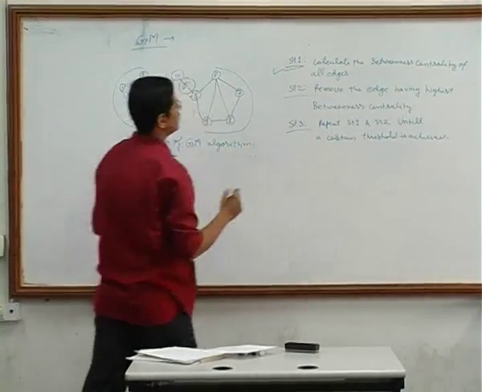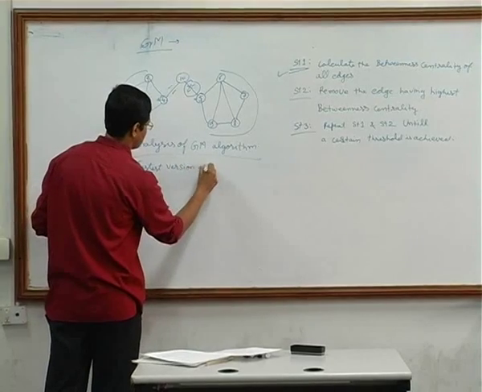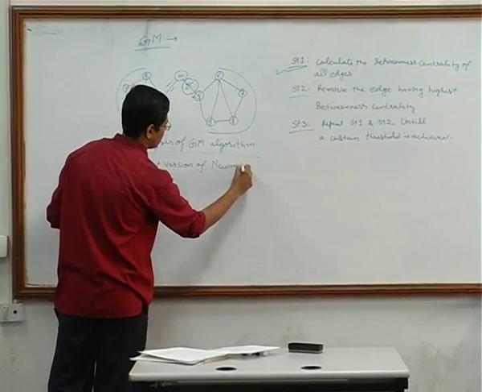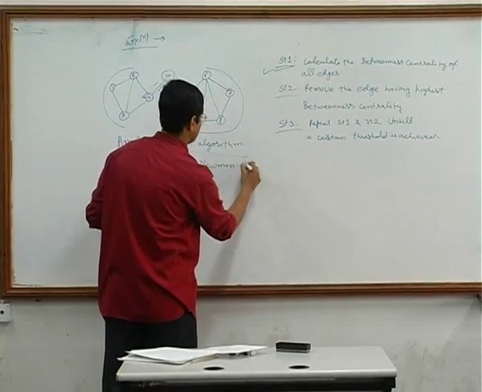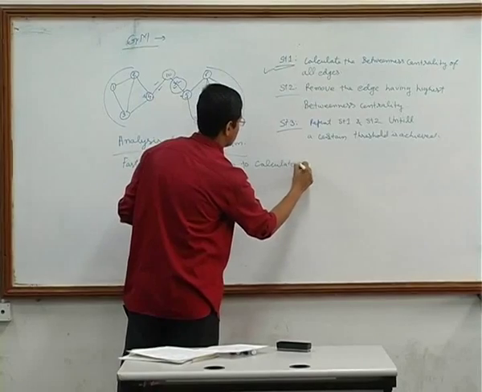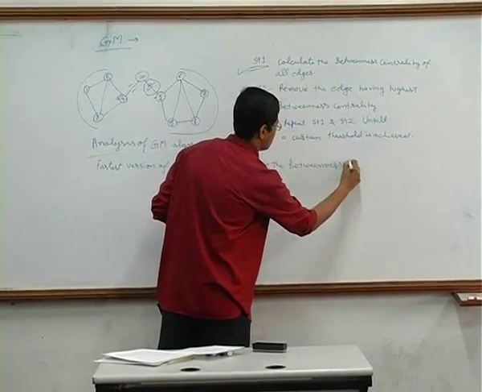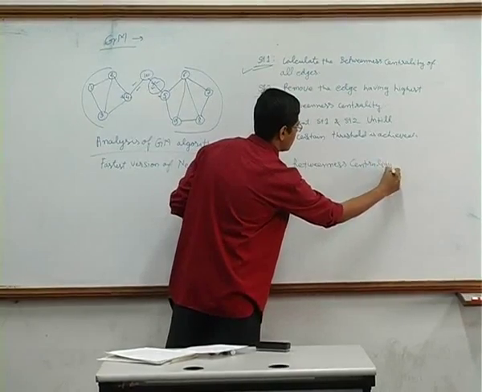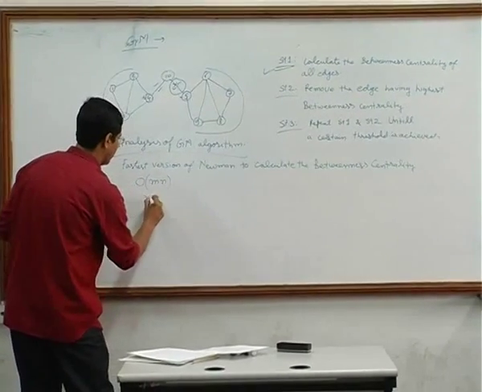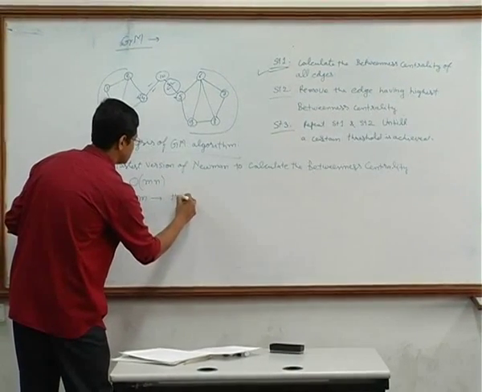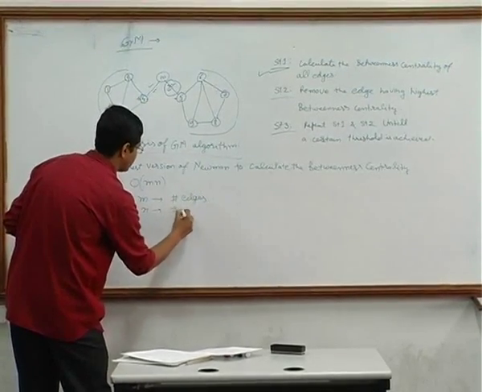If we use the fastest version of Newman's algorithm to calculate the betweenness centrality, then it will show the time complexity of O(MN), where M is equal to the number of edges and N represents the number of vertices.